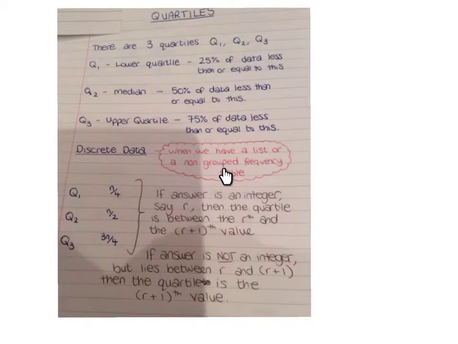And the rule for doing this is, to get Q1, that's a quarter of the way, 25%, so you do n, where n is the number of data pieces you have. So you'll do n divided by 4. To get Q2, you'll do n divided by 2, and to get Q3, you'll do 3n divided by 4, or 3/4 of n if you like. And then the bit here is the key.